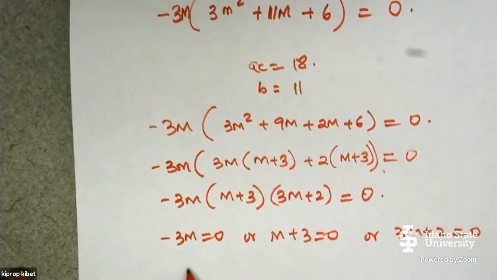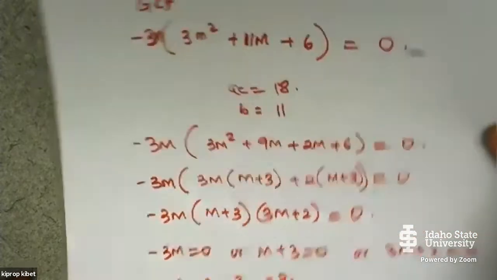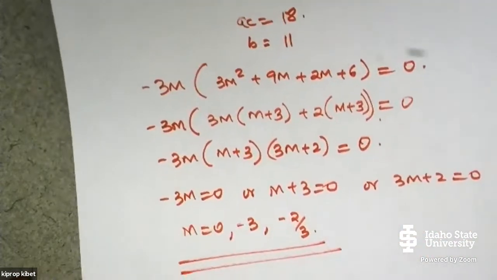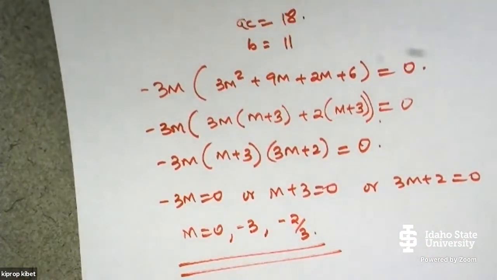So in this case, our m equals 0, the other m equals -3, and the other m equals -2 over 3. Any questions? If there is no question, we can meet on Wednesday and then we continue from there.